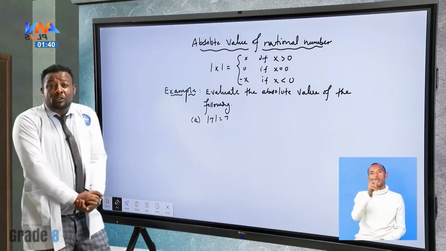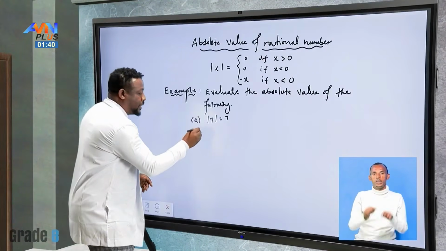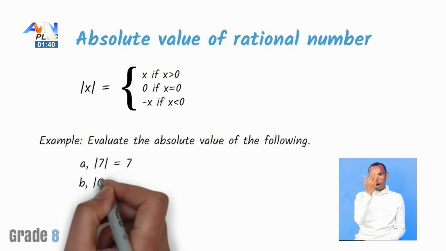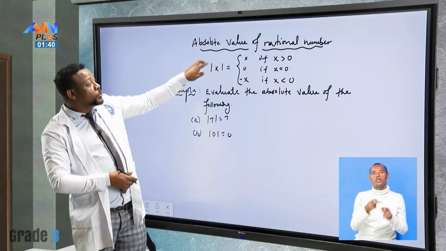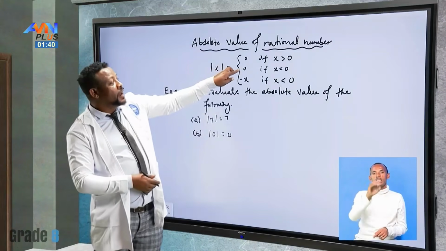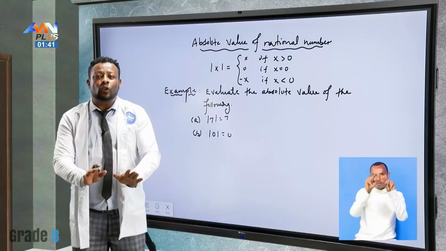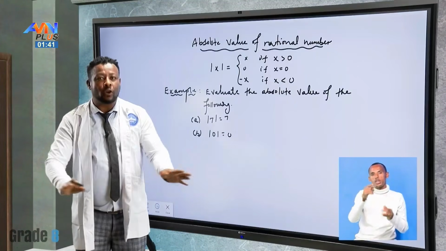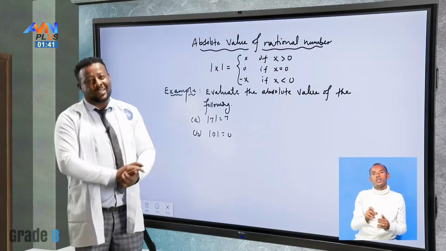You may be asked to evaluate the absolute value of 0. Say the absolute value of 0 is 0. Why? Based on the definition that we have here, the absolute value of x is 0 whenever that number is 0, right? The only absolute value that gives us 0 is 0 itself, right? There is no other possible value of x whose output is 0, right?